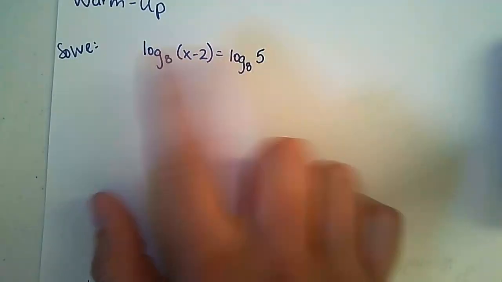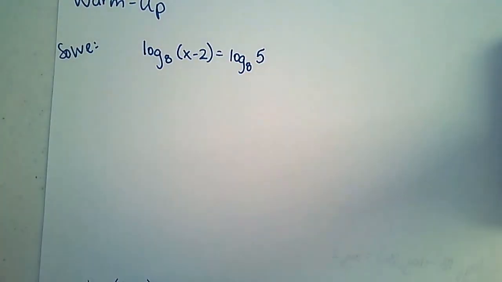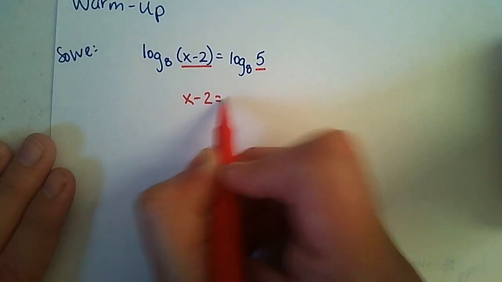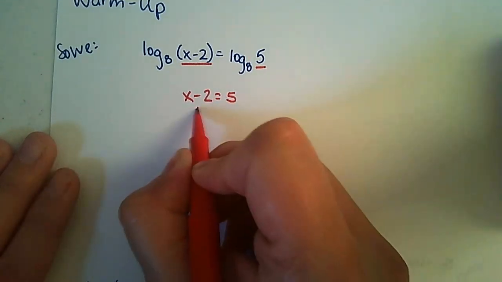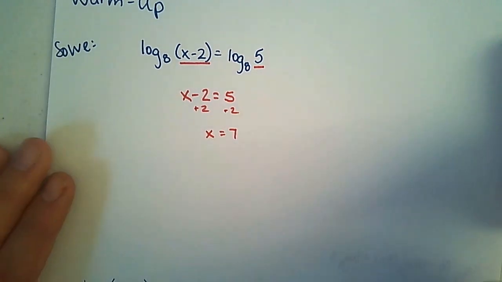So, let's go ahead and do this warm up. So, we have a log equal a log, and the bases are the same. So, that means we can set their arguments equal to each other. So, I can set x minus 2 equal to 5. And then solve it, add 2 to both sides. I'm going to get x equals 7 for a possible solution.